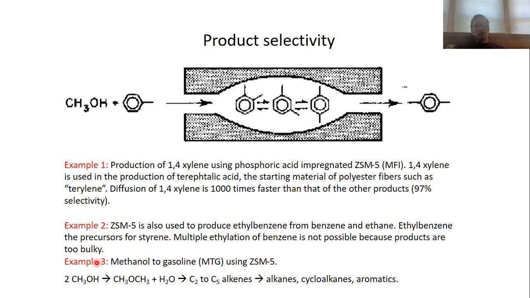Okay, a third example is the methanol to gasoline process, which also uses ZSM5. So in this case, you react methanol to form methyl ether, which then can be further transformed to C2 to C5 alkanes, so they can leave the pores, while higher molecular weight alkenes cannot leave the pore anymore. And then these alkenes can be hydrogenated in a subsequent step to alkenes, cycloalkanes and aromatics.